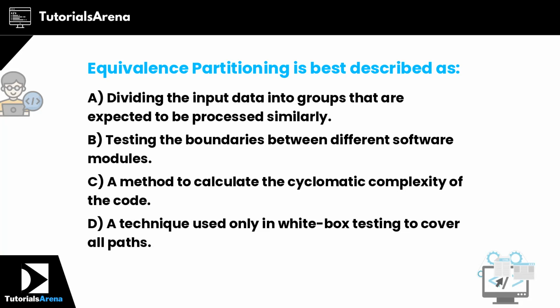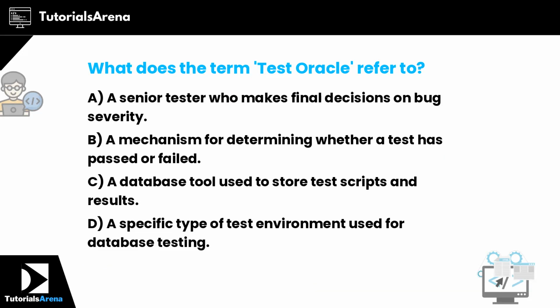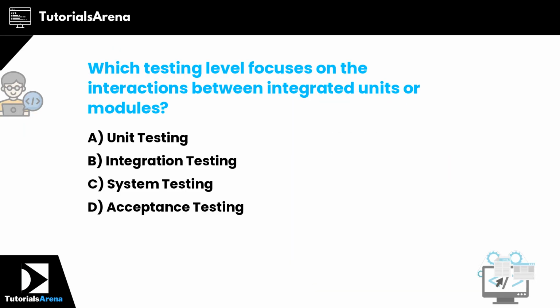Equivalence partitioning is best described as. The correct answer is option A, dividing the input data into groups that are expected to be processed similarly. What does the term test oracle refer to? The correct answer is option B, a mechanism for determining whether a test has passed or failed. Which testing level focuses on the interactions between integrated units or modules? The correct answer is option B, integration testing.